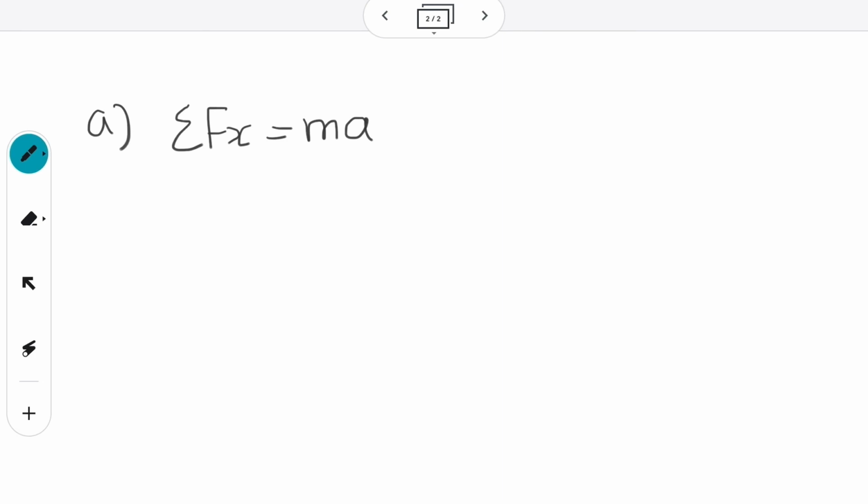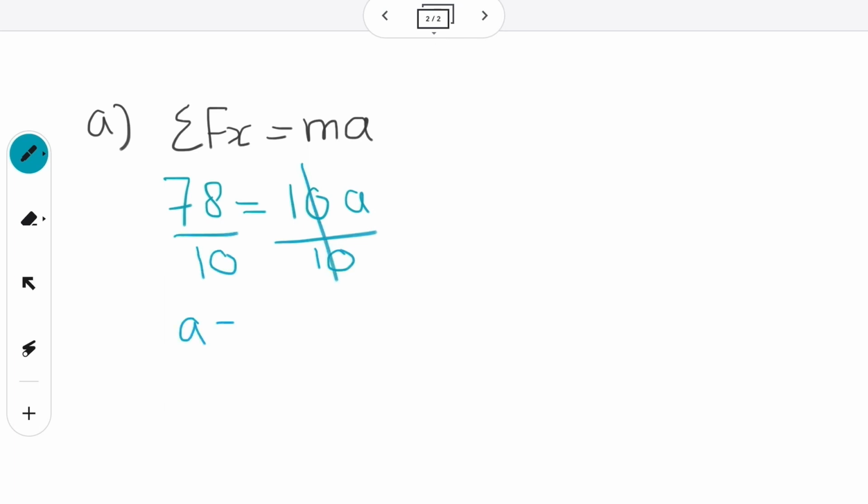And now the first part of the question says that it needs the acceleration. And we know that the net force on the x-axis equals mass times acceleration. And because there's no friction, the net force in the x-axis, which is 78, equals the mass, which is 10, times acceleration. Divide by 10, divide by 10, so the acceleration equals 78 divided by 10, which is 7.8 meters per second squared.